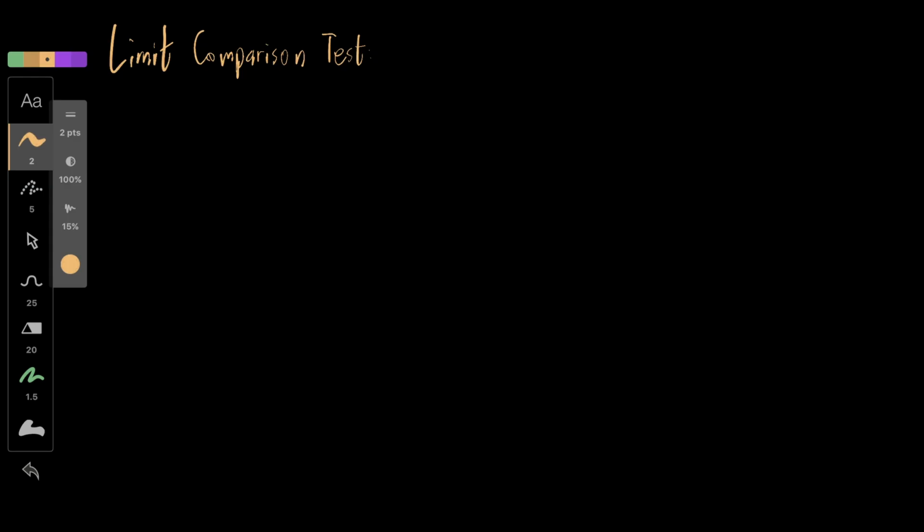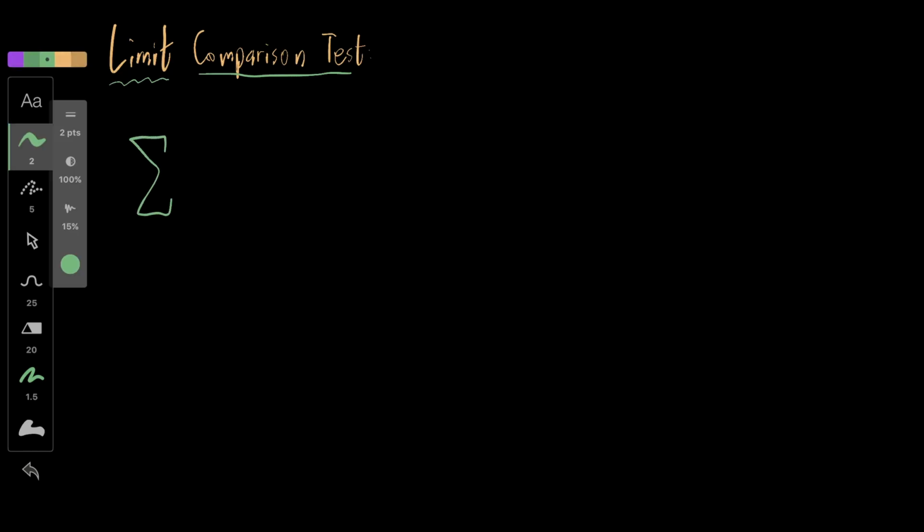Today we will be talking about one of the final basic tests that you need to know in infinite series. And that's called the limit comparison test. Now, this test is basically very similar to the comparison test, but it's for limits. So, let's explain the test.